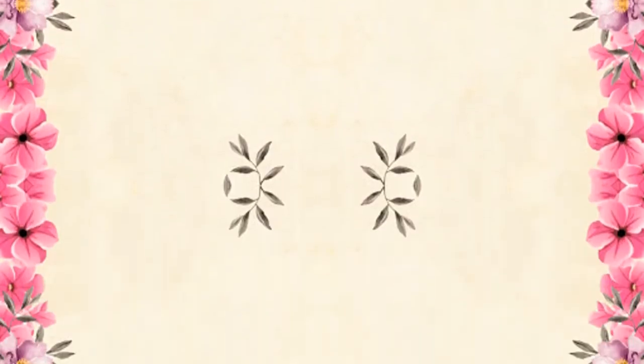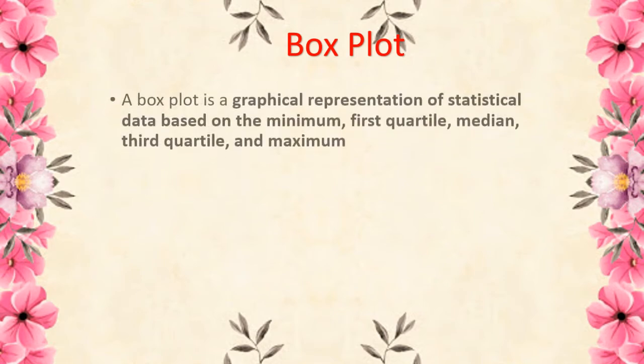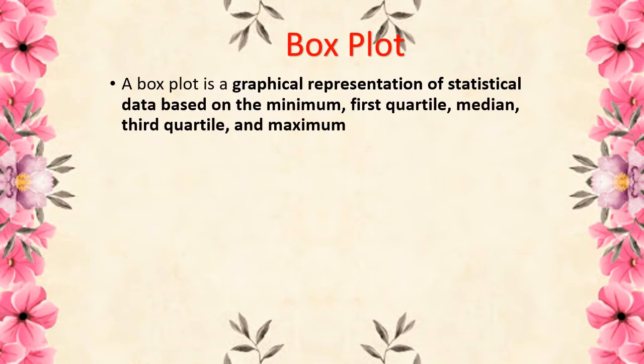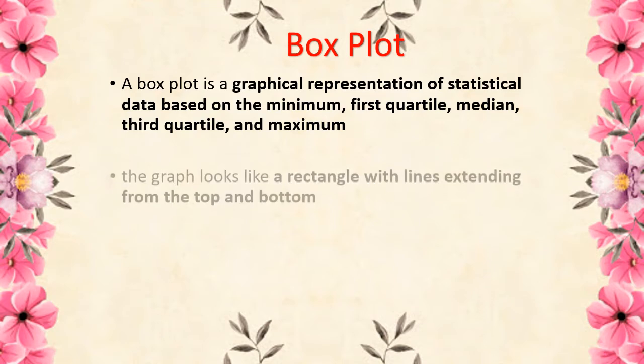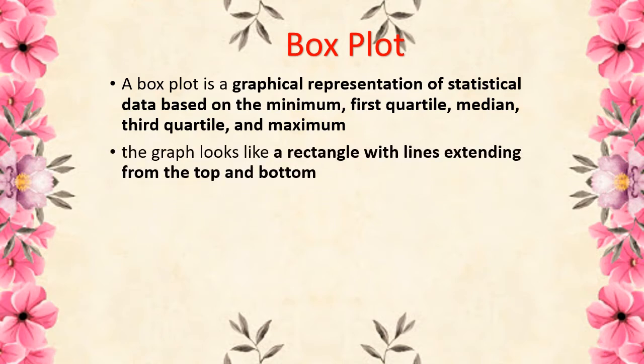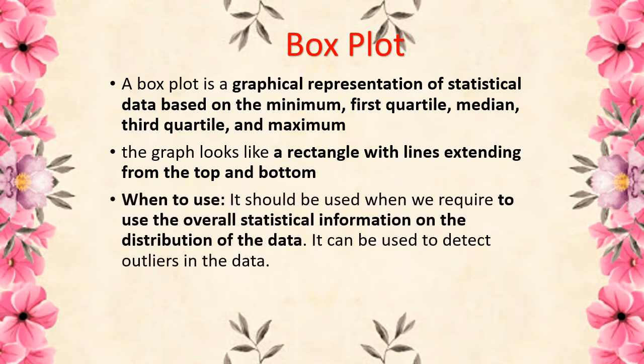See about box plot. A box plot is a graph used to represent statistical data based on the minimum, first quartile, median value, third quartile, and maximum value of the given data. It looks like a rectangle with lines extending from the top and bottom. It is used only for statistical information on the distribution of data. And using the box plot method, we can create the box plot.